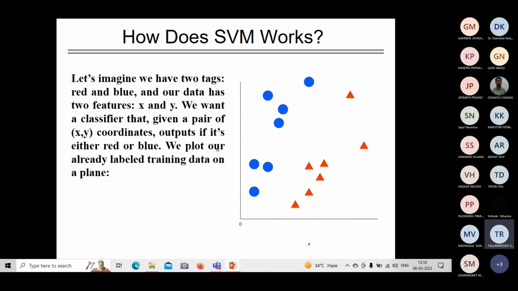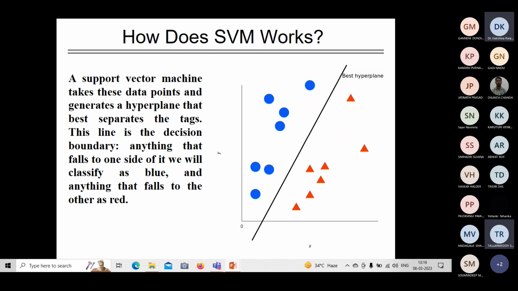Here we can have two different features, x and y. Let's say this x and y are coordinates. First we plot these points, the circles and triangles, in the xy plane. And then we try to find a classifier that will classify these two classes.